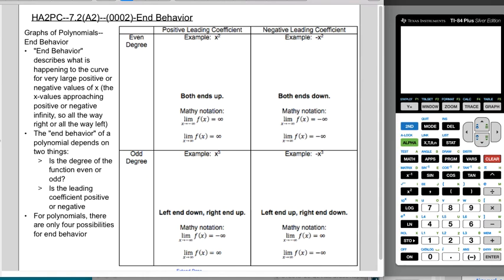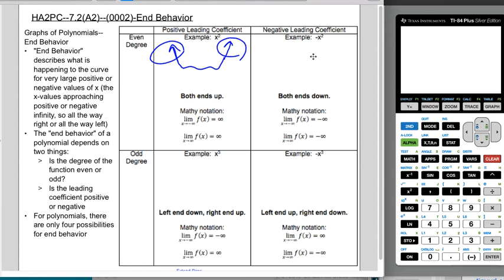If a polynomial has an even degree, then both ends go in the same direction. Specifically, if a polynomial has an even degree and a positive leading coefficient, then both ends go up. They look like this, right? And there might be a bunch of stuff in the middle. In the case of just x squared, there's not a bunch of stuff in the middle. It's just a parabola, but it could do some stuff in the middle. It won't matter. All we care about is that both ends go up.